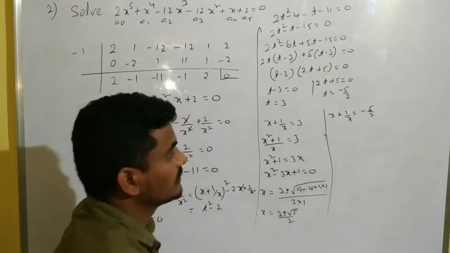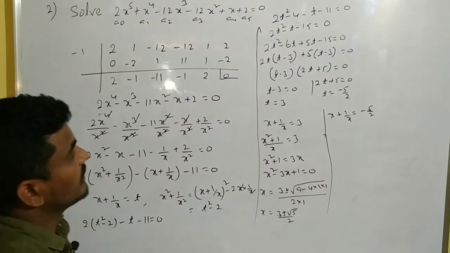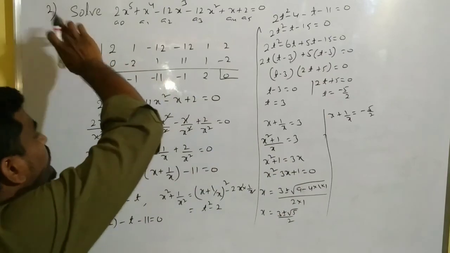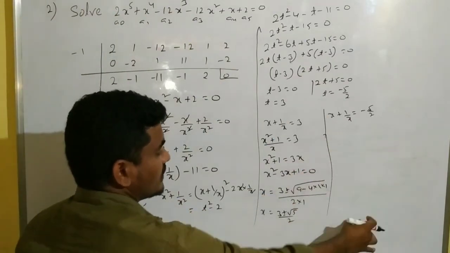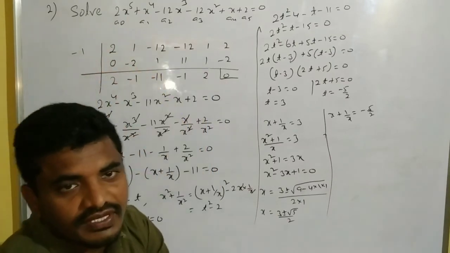Similarly, we can solve that also to get the x values. 2 more x values we can get. Already we got here 1 and here 2. For this also we can get 2. In total we have to get 5 roots, because it is a fifth degree equation.